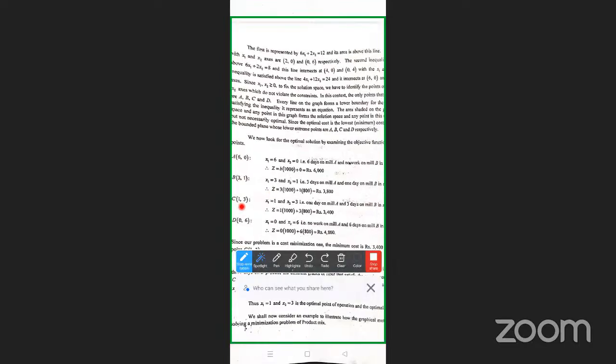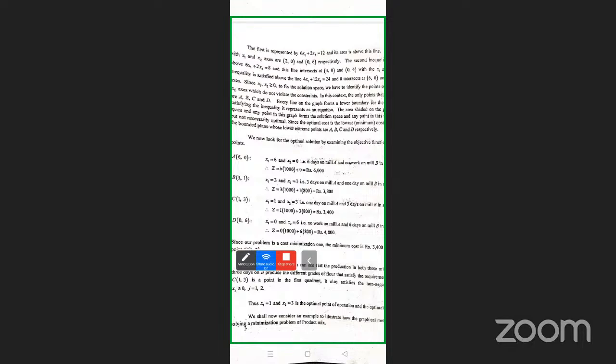Next at C point, 1 comma 3, x1 is equals to 1, x2 is equals to 3. So minimum of Z is equals to 1000 plus 2400. So that is total 3400. Next point, D point, 4800. In all these values, minimum of Z is nothing but 3400. So that is point 1 comma 3. At point 1 comma 3, the problem is minimum. So therefore, the minimum value is 3400. So this is the answer.